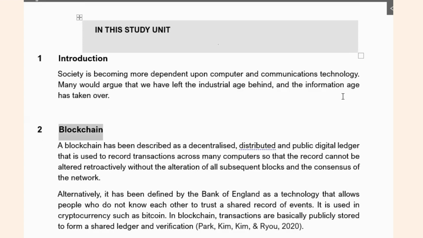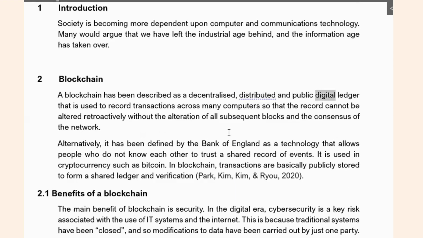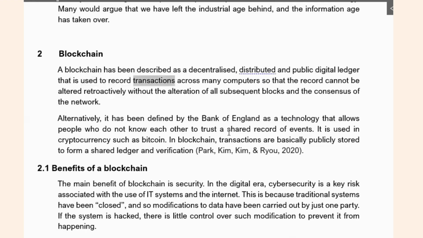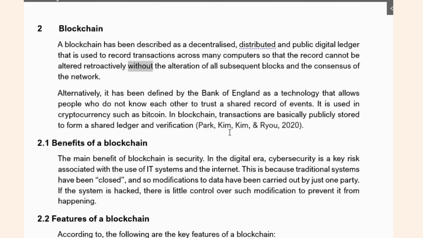2. Blockchain. A blockchain has been described as a decentralized, distributed and public digital ledger that is used to record transactions across many computers so that the record cannot be altered retroactively without the alteration of all subsequent blocks and the consensus of the network.